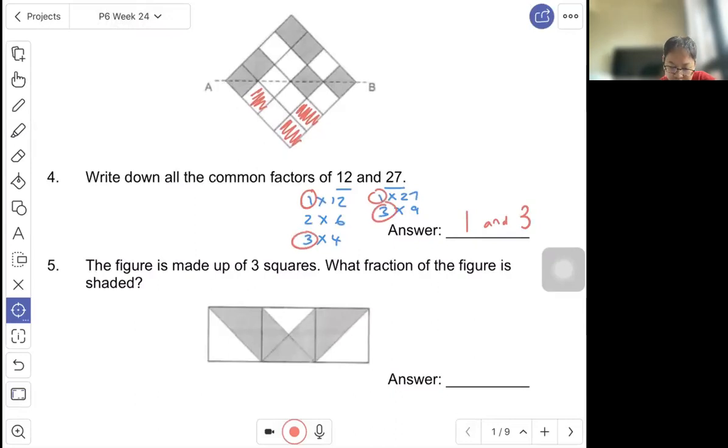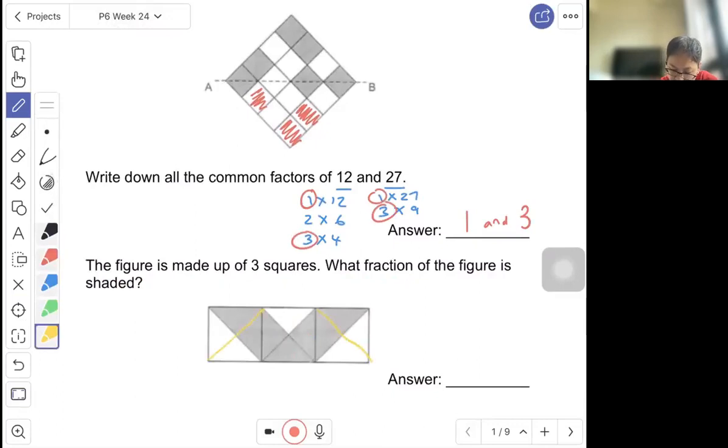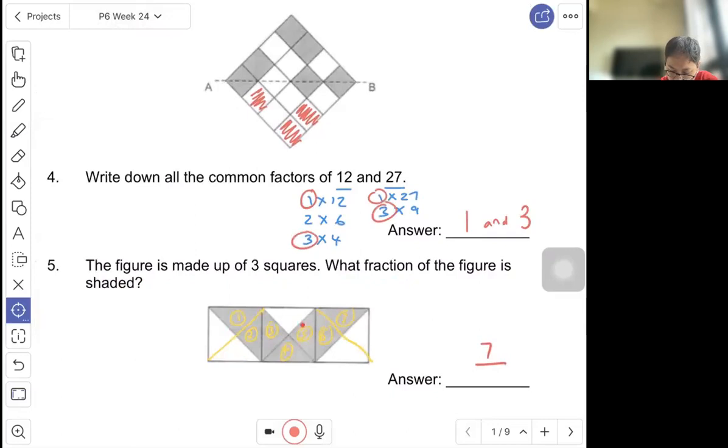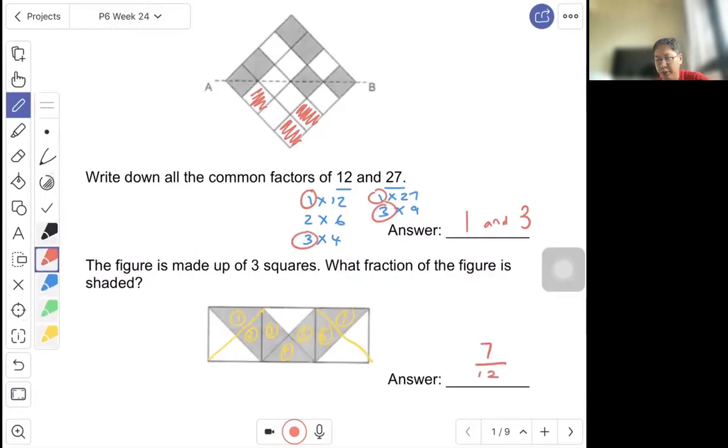Question 5. The figure is made out of 3 squares. What fraction of the figure is shaded? We have to make equal parts by simply cutting this. So you can count 1, 2, 3, 4, 5, 6, 7. So 7 out of the total number of triangles, 4, 8, 12. So the answer is 7 out of 12.